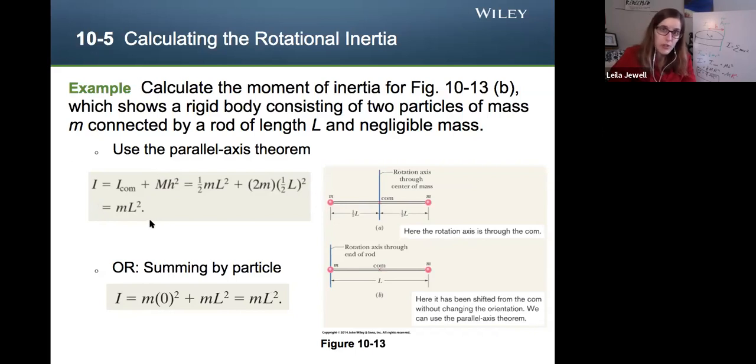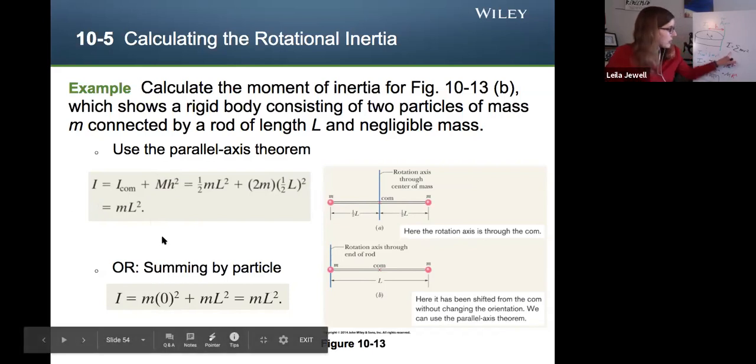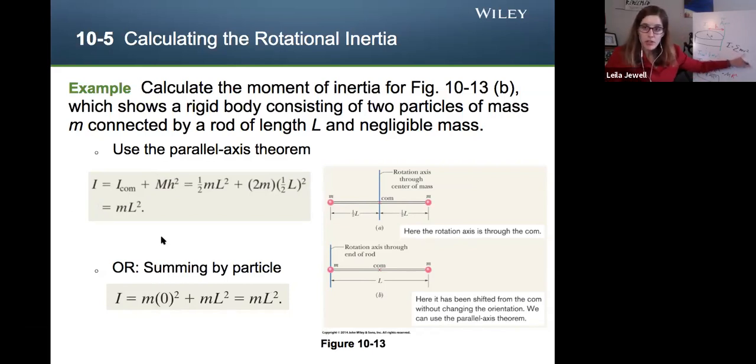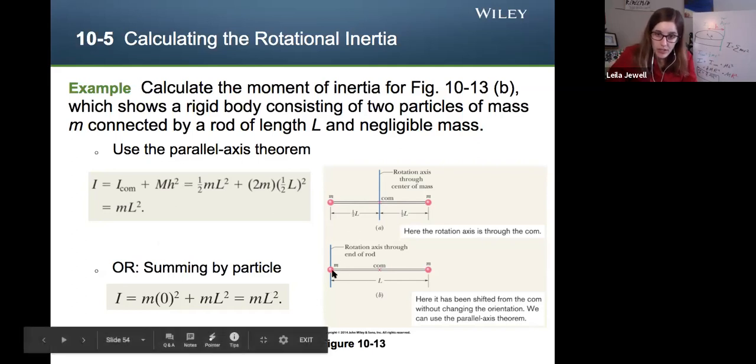The other approach we could take, because these are just particles, is to sum up each of the rotational inertias due to the particles. So this follows the equation, summing up m times r squared. The first mass is at a distance of 0 from the axis of rotation, so it contributes no rotational inertia, m times 0 squared. The second mass is at that full length L, so it's just m times L squared. So the total rotational inertia just comes from that one particle that's out there hanging out. That's a useful way to think about this.